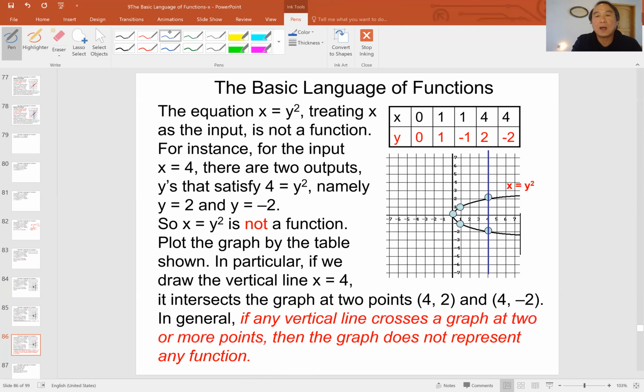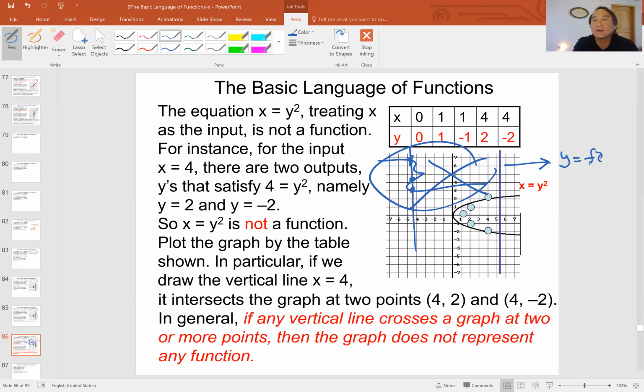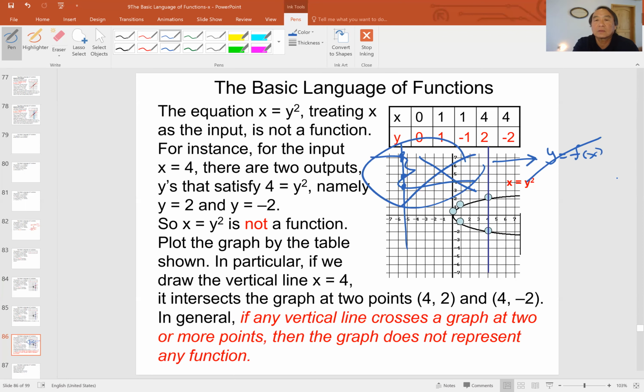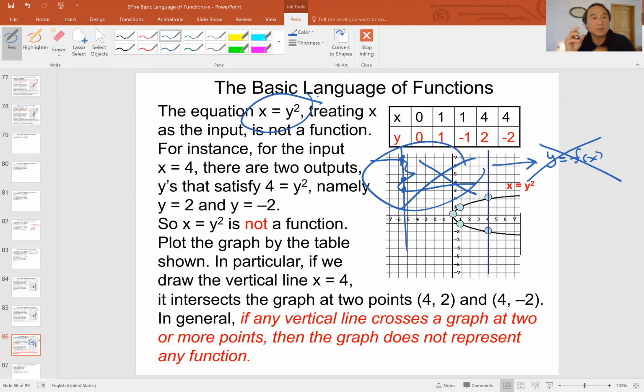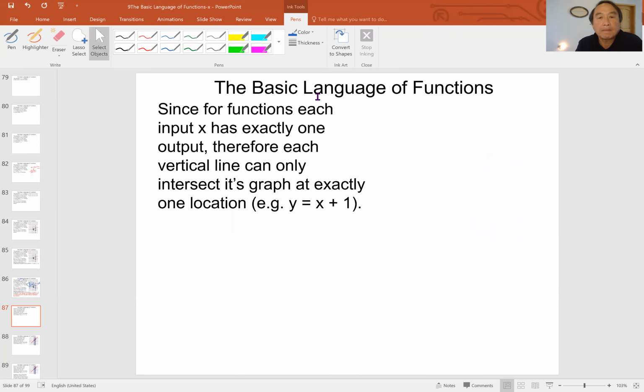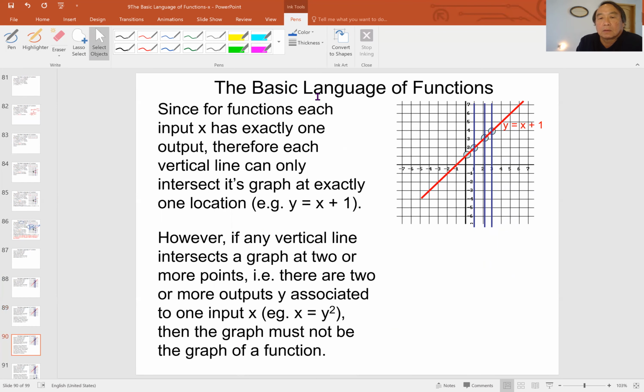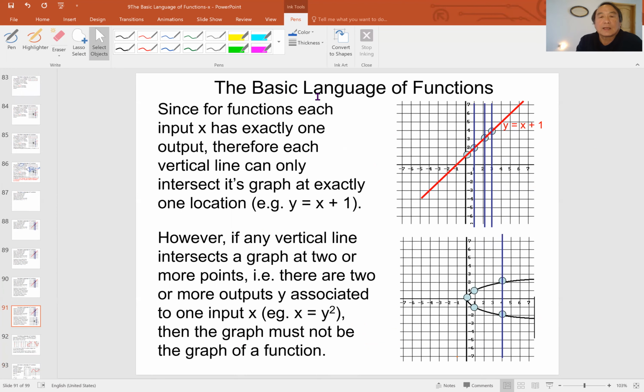So if I have a graph that looks like this, and we draw a line, and there are multiple points on that vertical line, then this didn't come from a function. This didn't come from a formula of this type, y is equal to f of x. It's not a graph of a function. It's a graph of an equation with letters mixed up. So this is called the vertical line test.